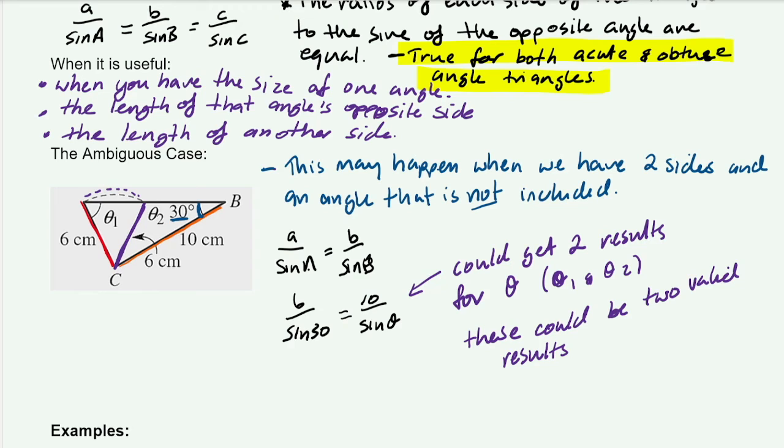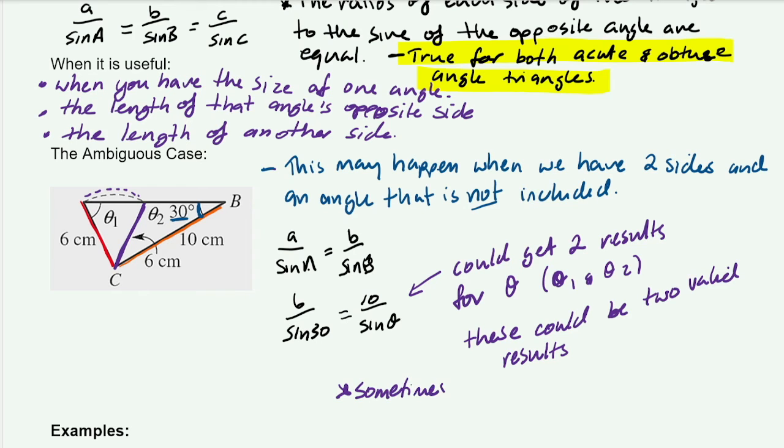Two valid results. One could be an acute angle, one could be obtuse. The obtuse angle being the supplement of the acute angle, but sometimes that obtuse angle is not the valid solution. So we'll just make a note of that one.